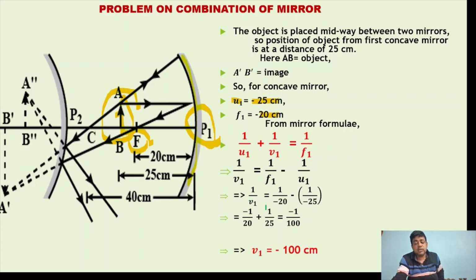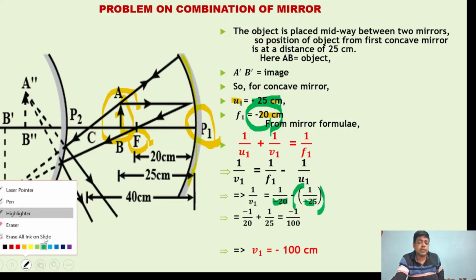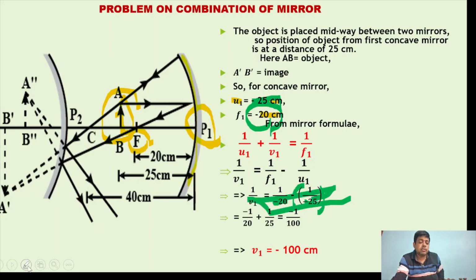So 1 by V1 is equal to 1 by, what is the value of F1? F1 is given as how much? Minus 20 centimeter. So here you can use the value in place of F1, minus 20. And here the distance of the object is minus 25 centimeter, since it has a minus sign, you have to write it within the bracket. Brackets must be given. So now you see minus 1 by 20 minus, minus 1 by 25. You will add this by taking the mathematical process. All of you know how to simplify it. Yes.